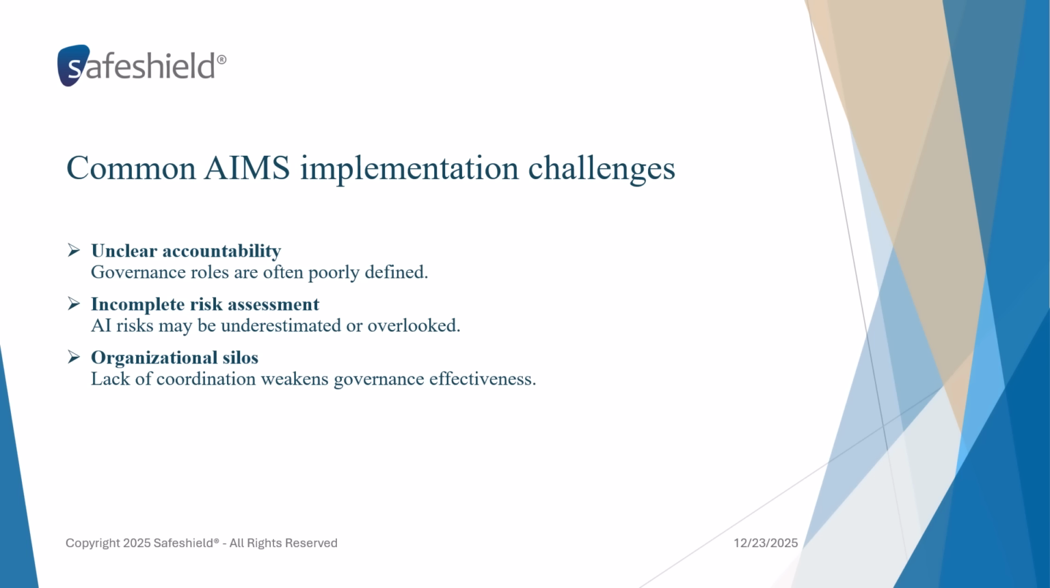Organizations implementing ISO 42001 often encounter recurring challenges that affect AIMS effectiveness. One common challenge is unclear accountability. AI responsibilities may be distributed across technical, business, and compliance teams without clear ownership for decisions, risk acceptance, or lifecycle oversight. This ambiguity leads to gaps in governance and delayed responses to issues.